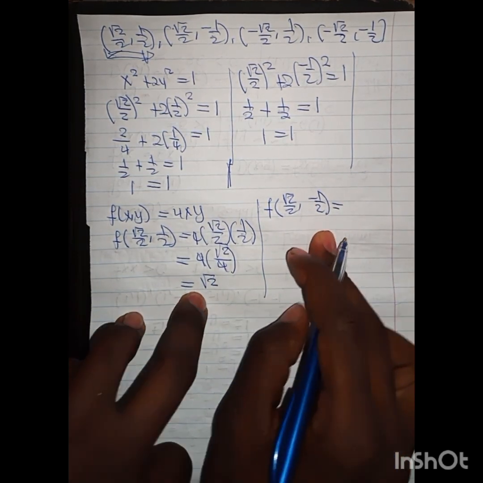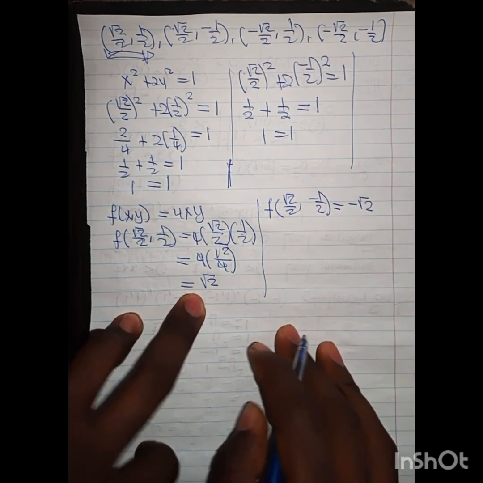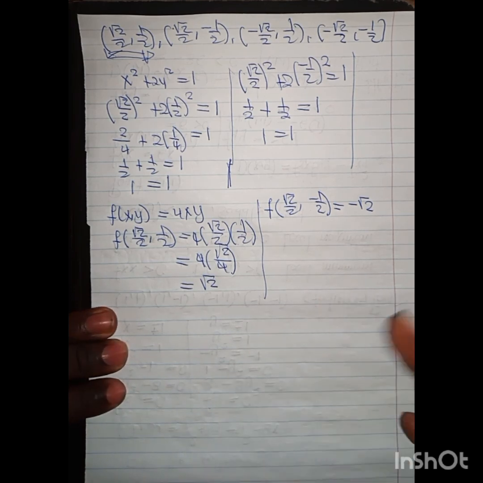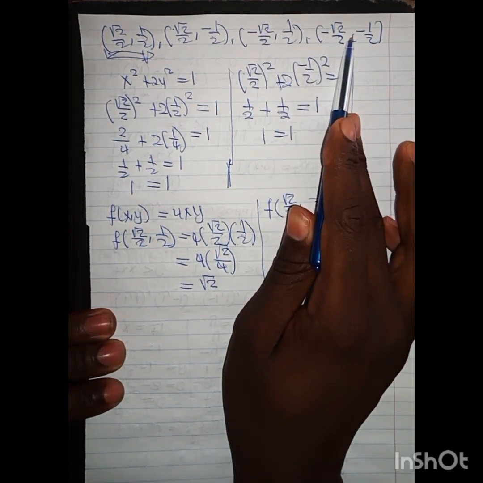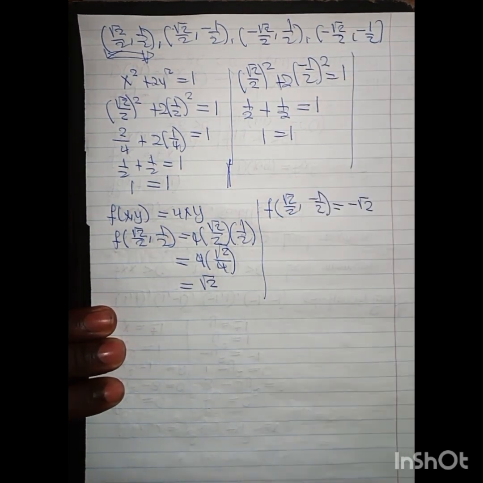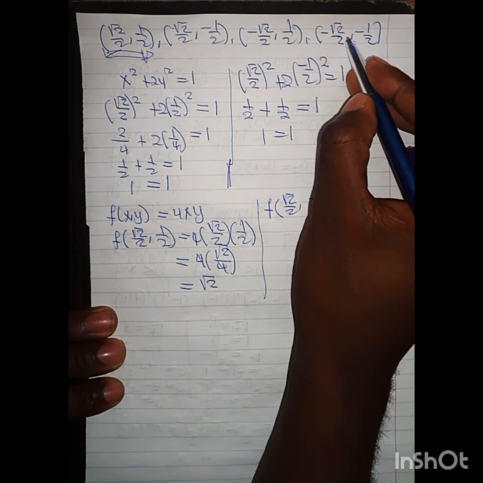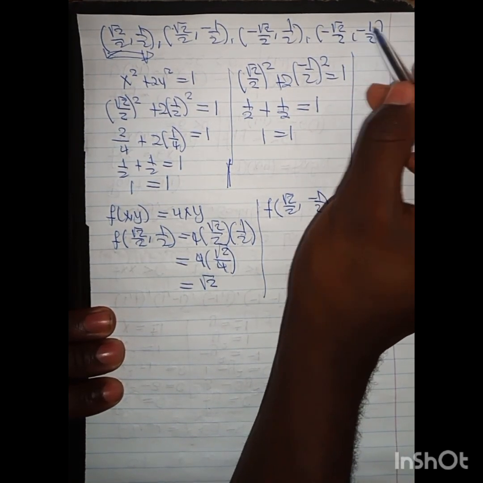However, the sign will differ. It means now here we are going to get negative root 2. Then also here is just the change of sign, and this one is not the change of sign. So everything on this one will be positive. Then if it's positive, it means the negative will multiply the negative, and finally we'll get a positive answer.